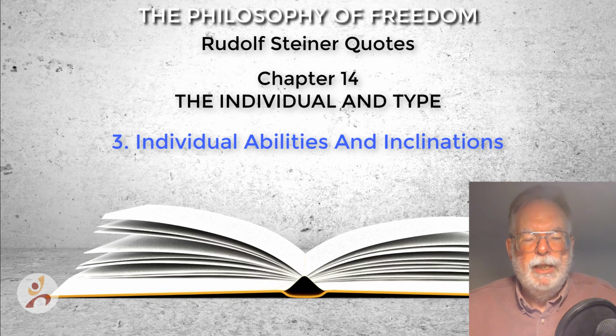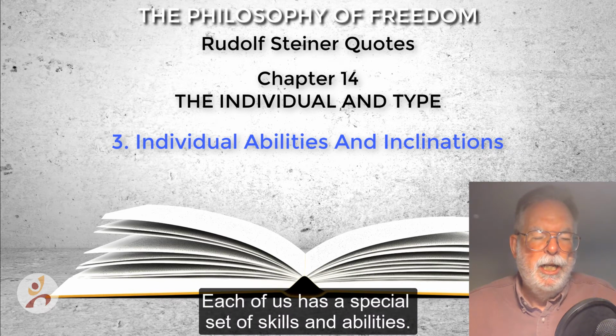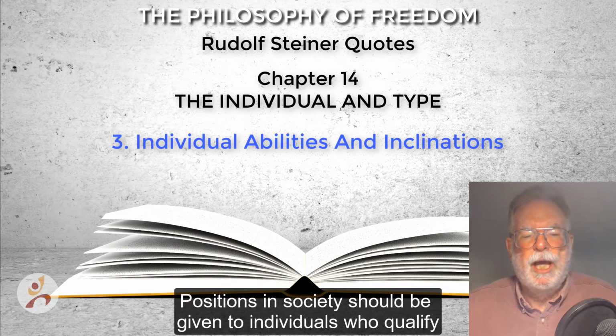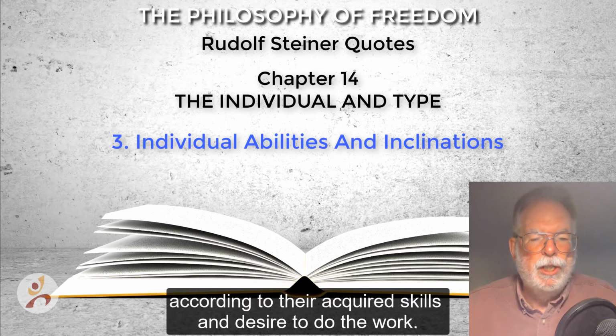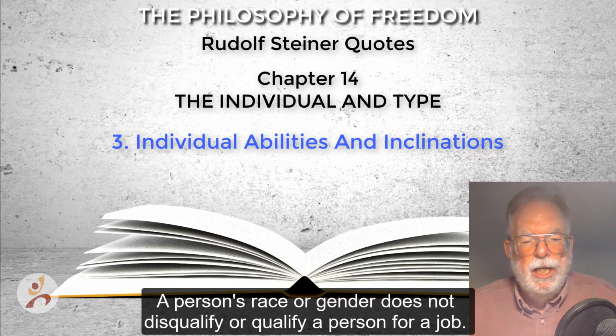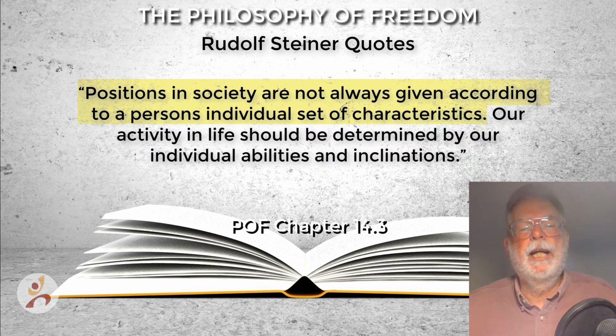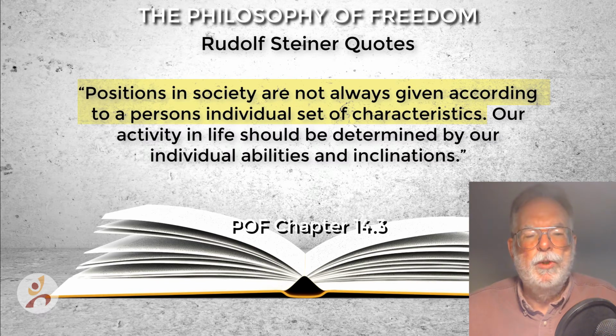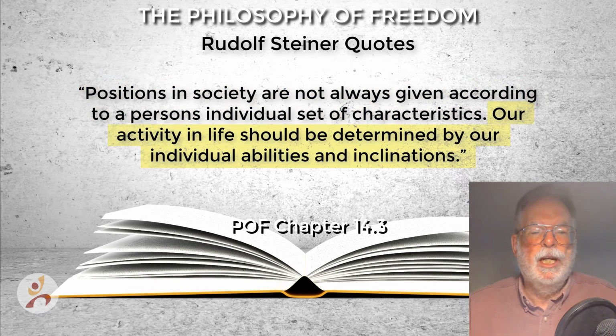3. Individual abilities and inclinations. Each of us has a special set of skills and abilities. Positions in society should be given to individuals who qualify according to their acquired skills and desire to do the work. A person's race or gender does not disqualify or qualify a person for a job. Positions in society are not always given according to a person's individual set of characteristics. Our activity in life should be determined by our individual abilities and inclinations.